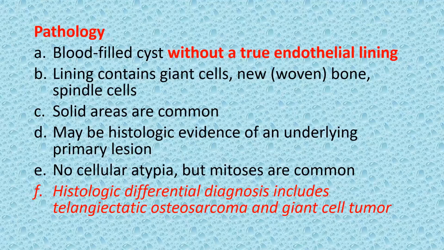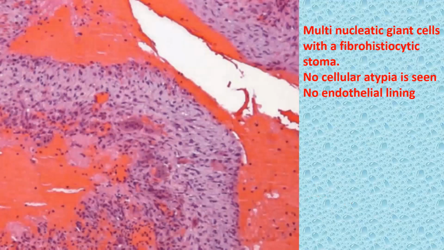This is a multinucleated giant cell with fibrohistiocytic stroma. No cellular atypia is seen, and no endothelial lining.